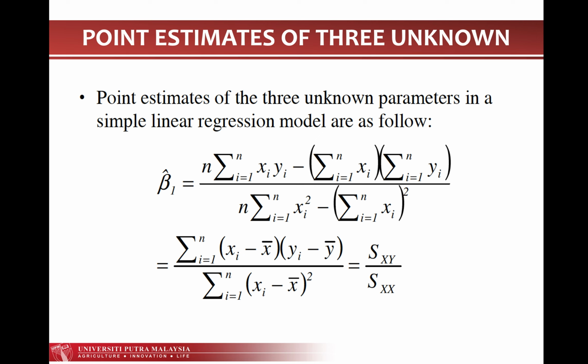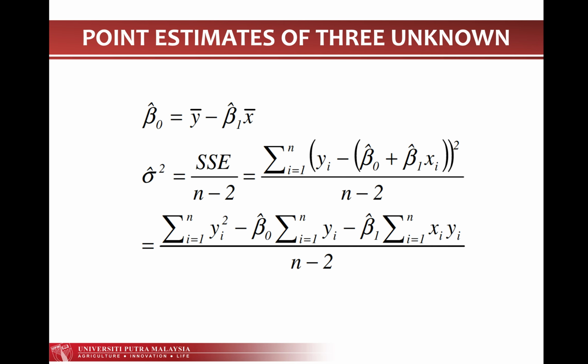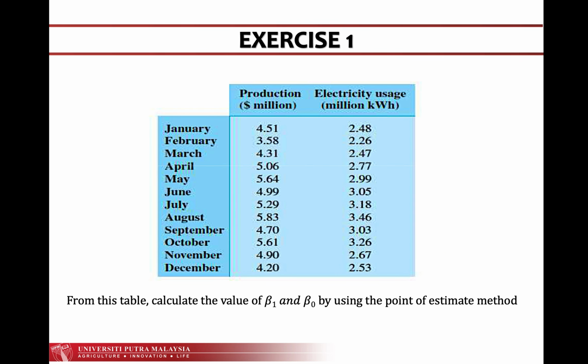The point estimates of the three unknown parameters in a simple linear regression model are as follows: beta 1, which can be written here, and it can be simplified as Sxy over Sxx. Sorry. So beta null equals y bar minus beta 1 x bar, and then the variance estimate can be defined as such, SSE over n minus 2. From this table, calculate the value.